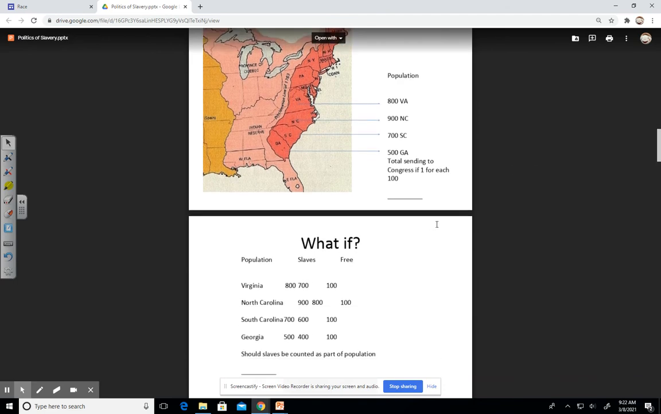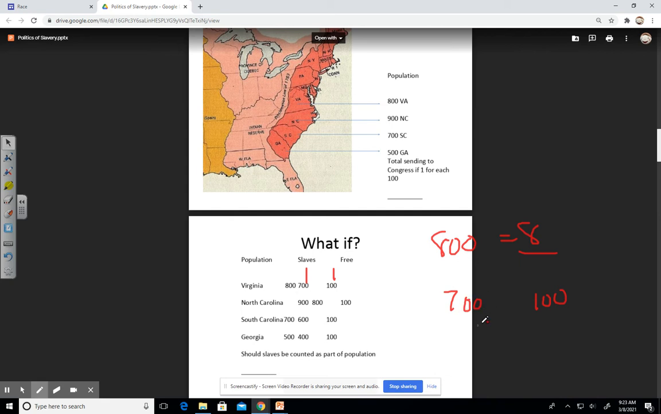But now we throw in this what-if question. Let's say in Virginia, out of their 800 people, 700 are slaves and 100 are free. So the question here is whether or not we should count the slave population. So we have 700 slaves and we have 100 free. So they're up for 8 votes that are going to represent the state of Virginia in the legislative branch of the federal government. But the question here is, should they be allowed to count their slave population?